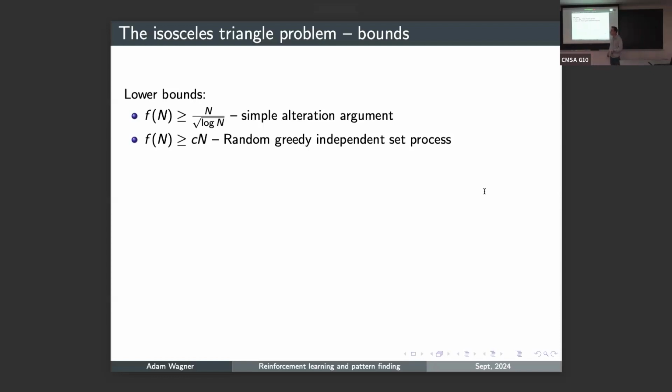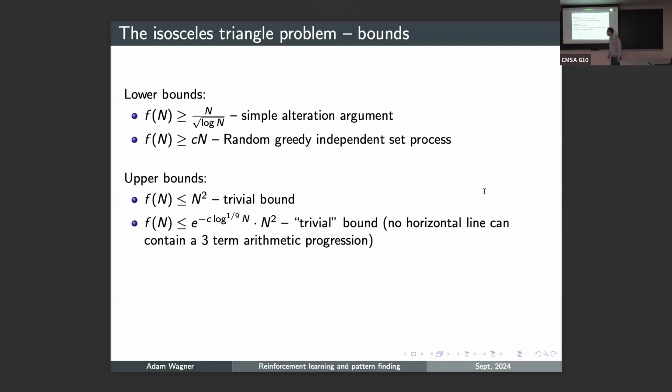What about upper bounds? Well, you definitely cannot choose more than n squared points because that's how many points you have on the grid. And you can improve this by another tiny factor by realizing that a horizontal line must contain points that do not contain a 3-term arithmetic progression because that's forbidden. Then you can use some deep theorems about the density of sets that do not contain 3-term arithmetic progressions. The best upper bound is of this kind of form right now. So you get a slight improvement from this n squared term.